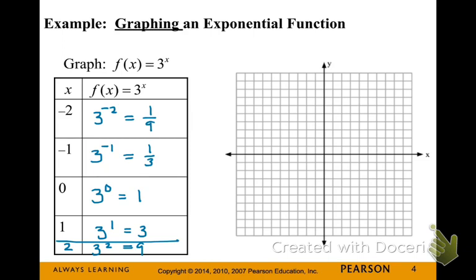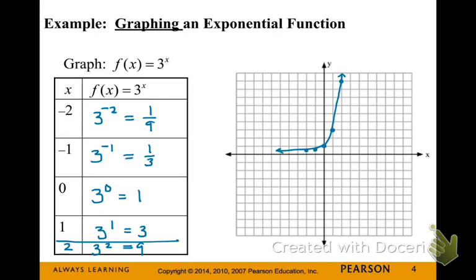So if we go ahead and plot these points, we'll notice that as we go to the right, we're going up towards positive infinity, but as we go to the left, our values are getting smaller and smaller, but they're never quite getting to 0. So we're kind of leveling off towards the x-axis as we go to the left. We're getting this increasing graph here. This right here is the basic shape of the exponential function.